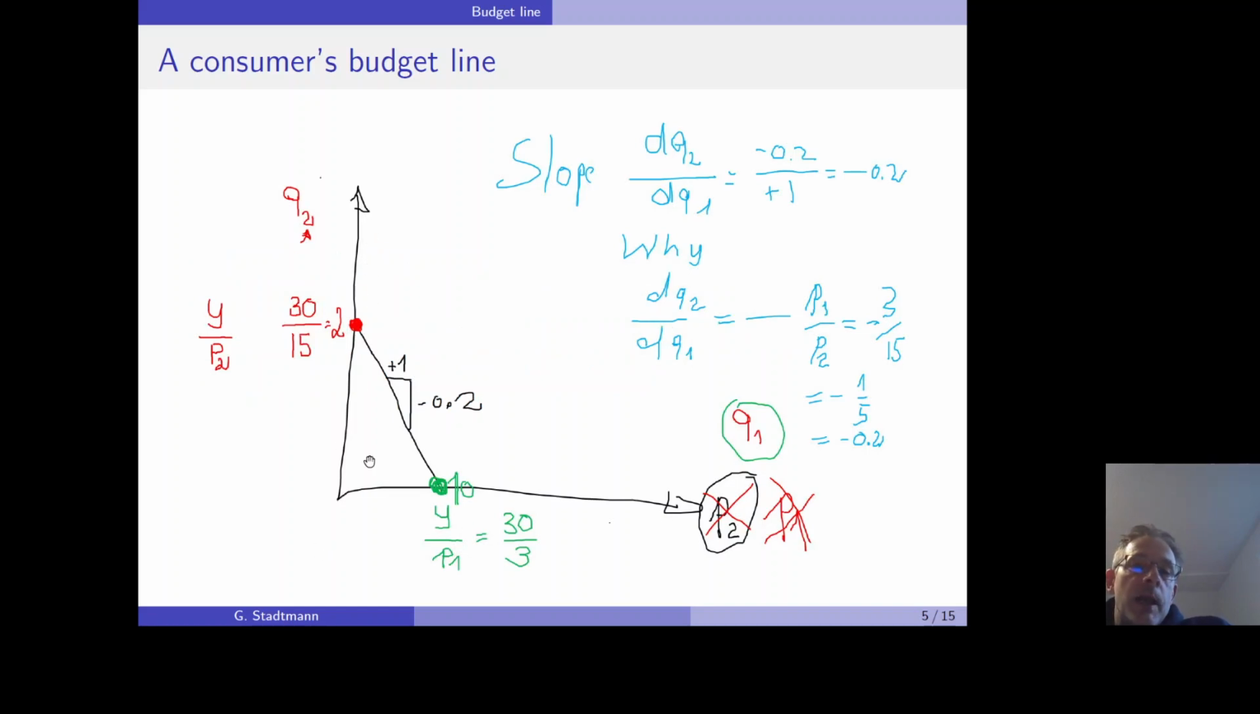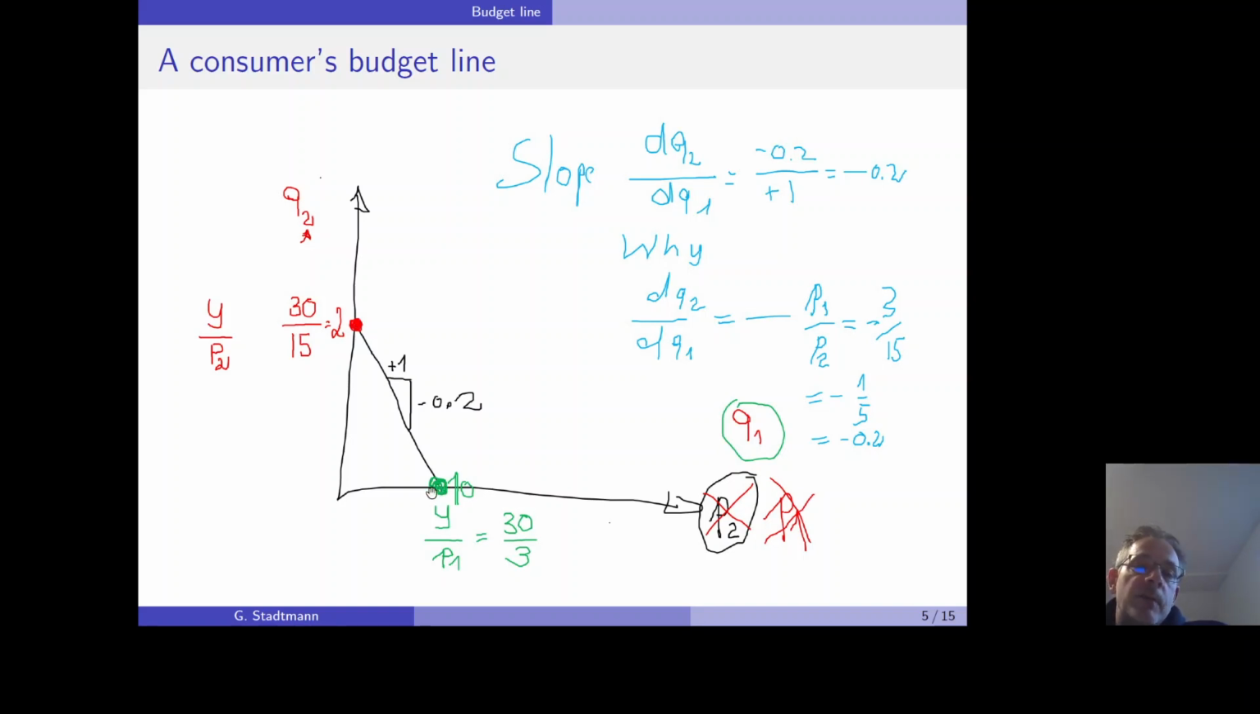How do we get the budget line? In the first step, we think about what happens if we are consuming nothing from good 1. So Q1 is equal to 0 and we are spending all of our income on the consumption of good 2. So our income is equal to 30 and the price of good 2 is equal to 15. So we can afford 2 units of good 2, and we have determined one point of our budget line.